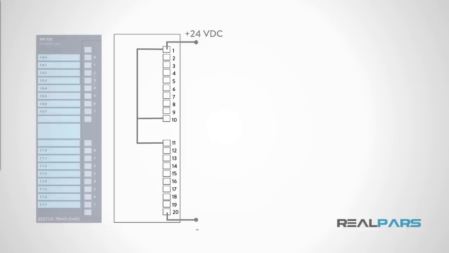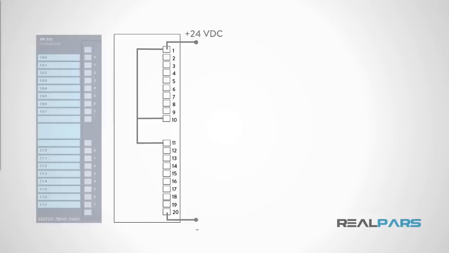Internally, inside the SM321 card, this same 24-volt DC power is connected to terminals 10 and 11. The power at terminal 10 supplies power for the top group of 8 digital inputs, and the power at terminal 11 supplies power for the bottom group of 8 digital inputs. Let's just focus on the top 8 inputs, labeled as input 0 through input 7.